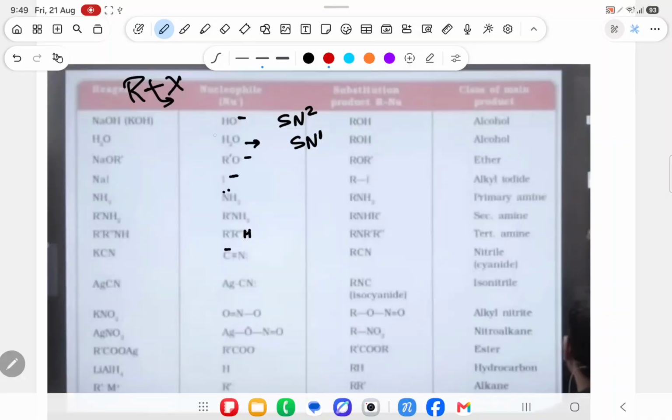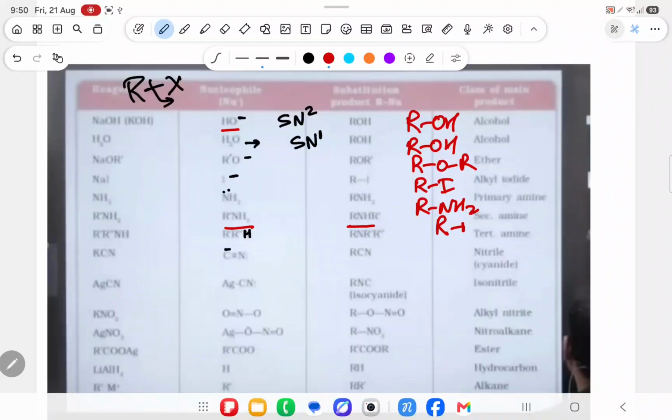That over here we have OH minus and RX. It will form ROH. Over here H2O will give ROH, but SN1, SN2. Over here RO minus reacts with RX. It will give ROR. Over here I minus reacts with RX to give RI. NH3 will react. It will form RNH2. Over here secondary is there. This is secondary type. So what will you get? RNHR. Similarly, over here tertiary is there. So what will you get? N is there. So what will you get? RNR.